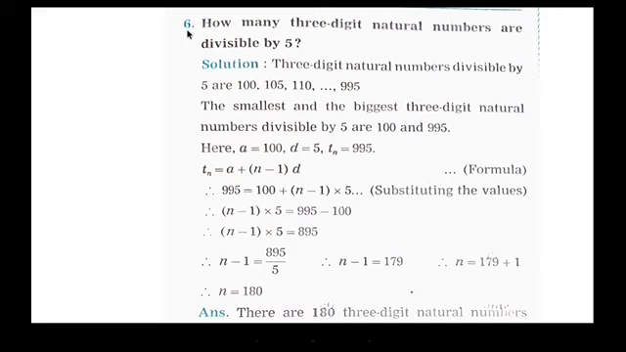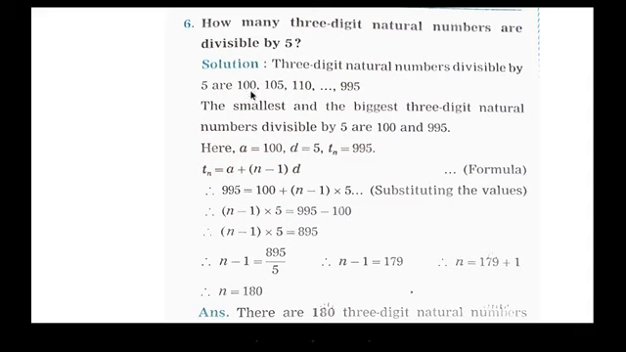We come to the sixth one. How many 3-digit natural numbers are divisible by 5? Now here we are not given the AP directly. We are given that it is a sequence of 3-digit natural numbers divisible by 5, so from here we have to write the sequence. We need not write all, but we start from the minimum and write the maximum.